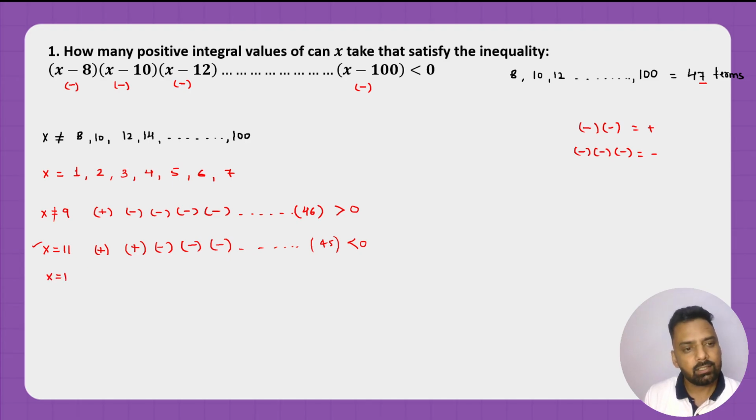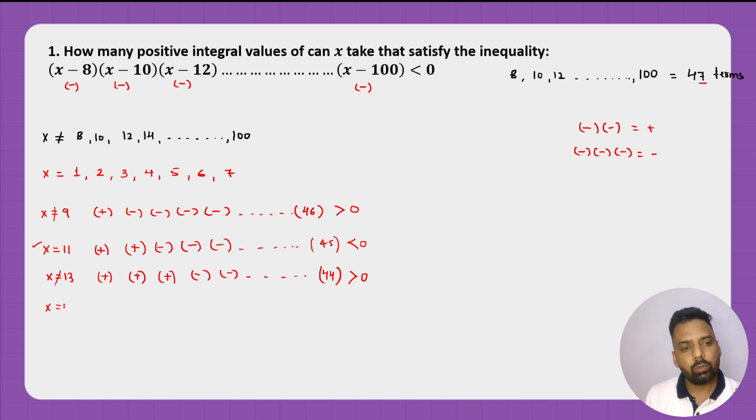फिर लेट्स पुट x इज इक्वल टू 13. अब x को 13 रखते हैं तो दिस पॉजिटिव, दिस पॉजिटिव, दिस पॉजिटिव एंड द रिमेनिंग विल बी नेगेटिव. एंड हाउ मेनी टर्म्स आई विल बी रिमेनिंग? 44. तो इट विल बी ग्रेटर देन 0. x इज इक्वल टू 13 पे भी नहीं सेटिस्फाइड होगा.